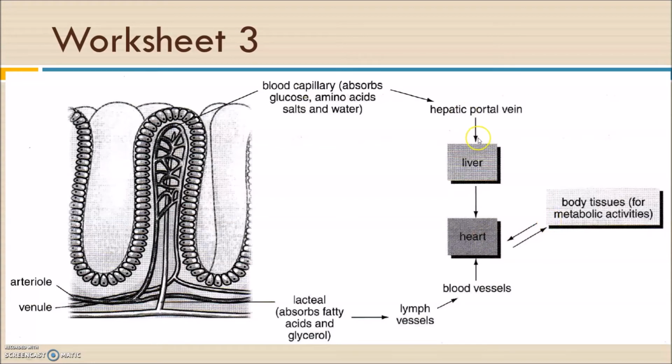So now we are in chapter 6, but later in chapter 8, the circulatory system, we need to know the names of the blood vessels. From the small intestine to the liver, we have this vein, the hepatic portal vein. But from the liver to the heart, we have another vein. It is the hepatic vein. So we will learn the names in chapter 8.